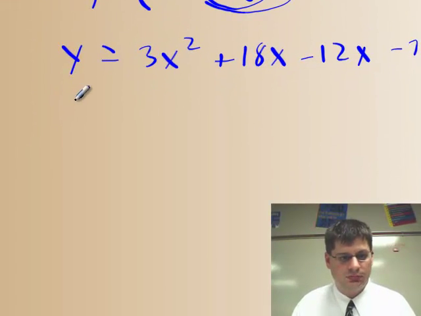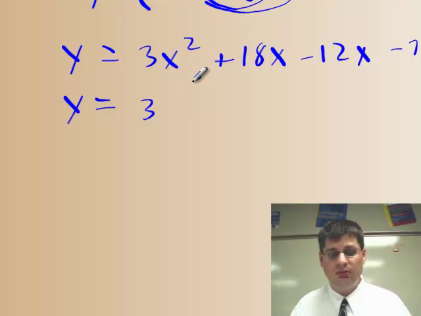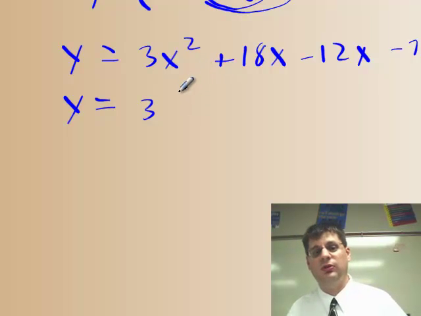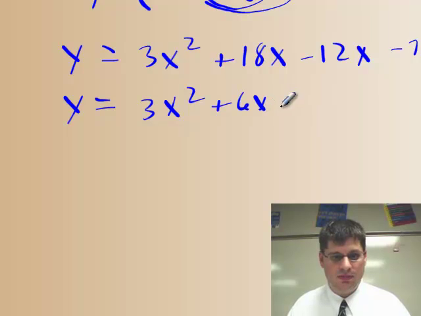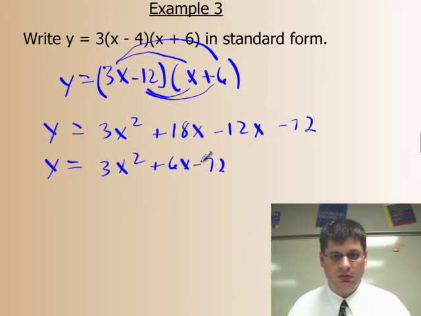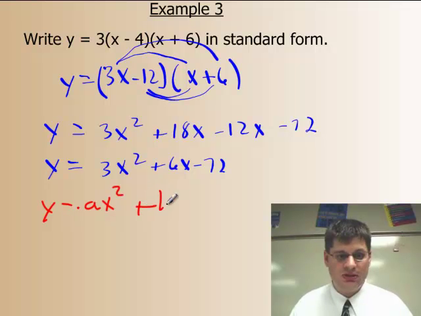So now we just simplify. Think of it as distributing the first term to both terms and the second term to both terms on the second binomial. So 3x squared plus 6x minus 72. So now it's in standard form, y equals ax squared plus bx plus c.